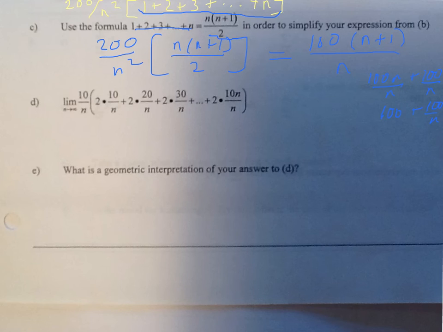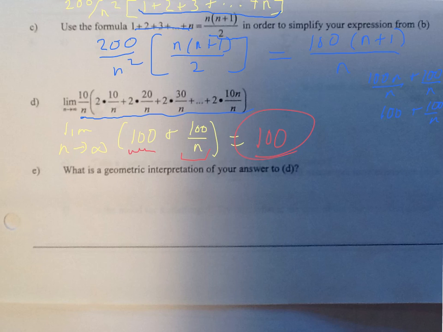In part D, they're asking us to take the limit of what we just found. We have now simplified it into 100 plus 100 divided by n. Now if I take the limit as n goes to infinity, this first term of 100 is not affected by n, so it's just 100. And the second term, 100 divided by n, well, 100 divided by infinity, some huge number, the overall fraction just keeps getting smaller and smaller, and it goes to 0. So our limit is just the 100.